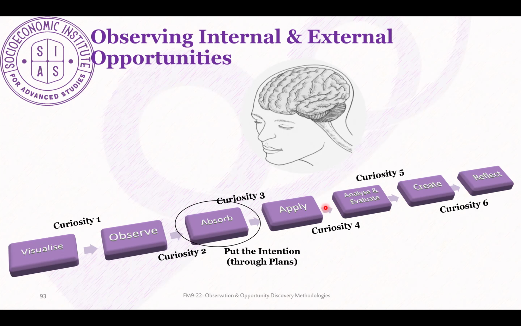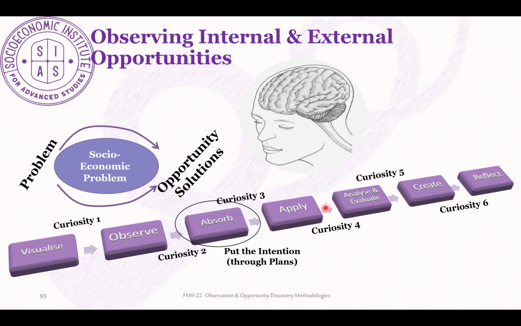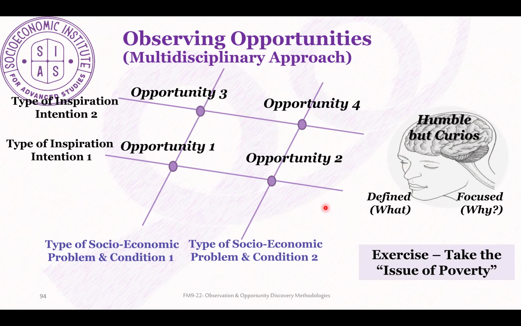Now, when we absorb, it means we put more intention so that we bring outcomes in a better way. So the socio-economic problem should help to bring better opportunity solutions. So we should think about how curiosity should be defined. For example, what type of observations are we collecting that will help us to tackle, for example, opportunity one, and what type of inspiration and intention we have. And then we focus on why these observations have been repeated.